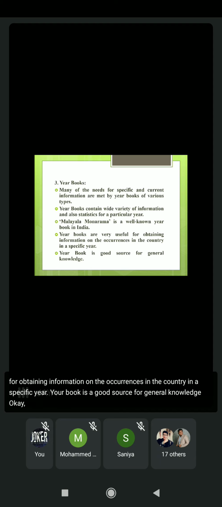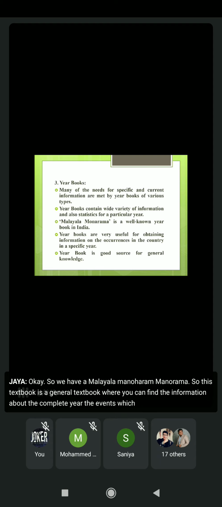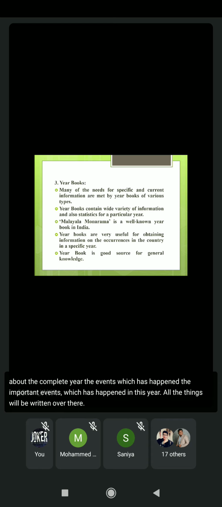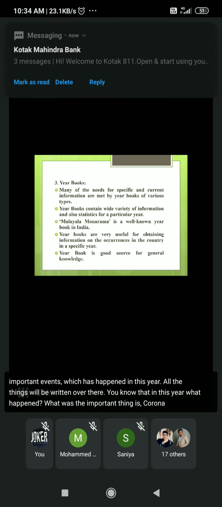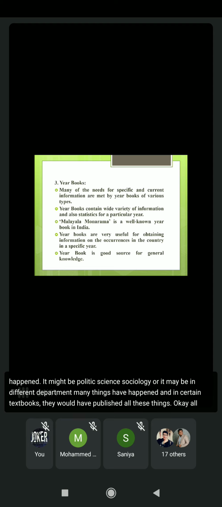So we have Malayala Manorama. This is a general textbook where you can find information about the complete year, the important events which have happened in this year. You know that in this year corona was a very important thing which happened. Apart from that, many things have happened, it might be politics, science, sociology, or different departments. In certain books they would have published all these things, the complete year's information.